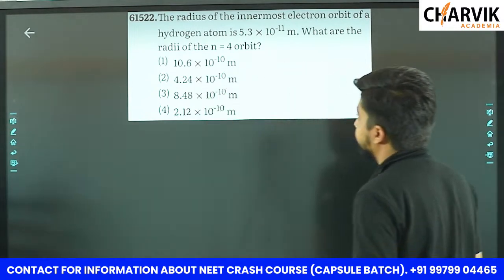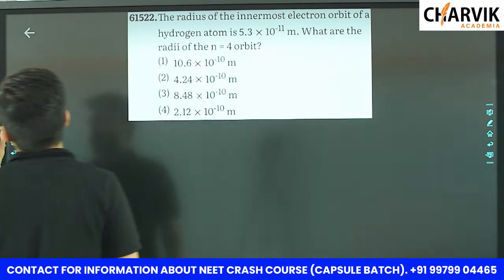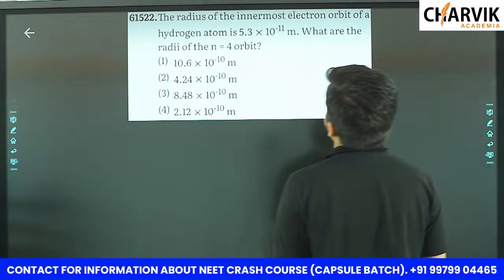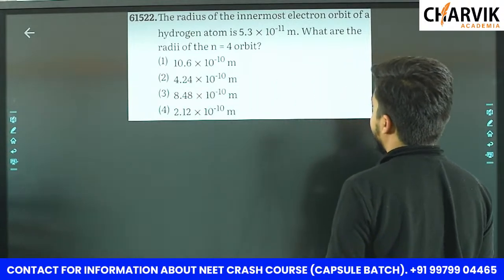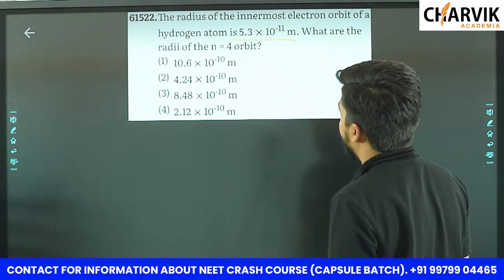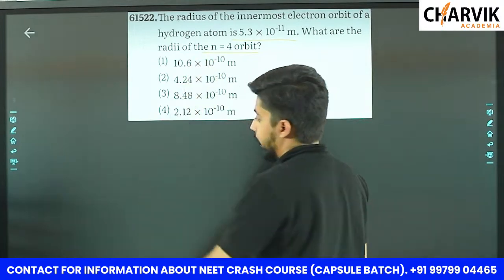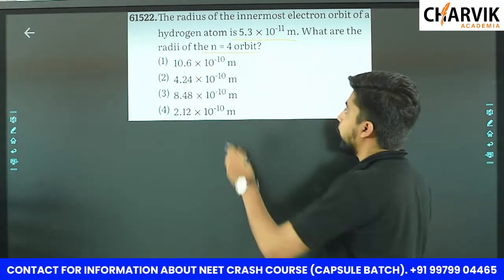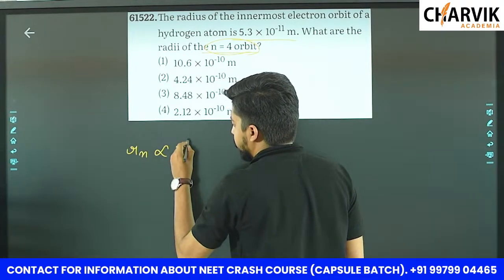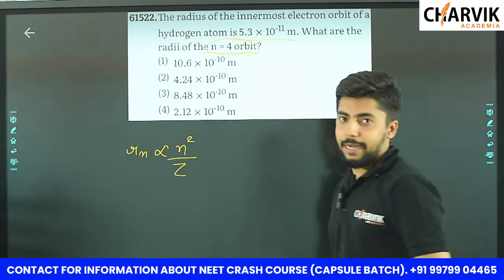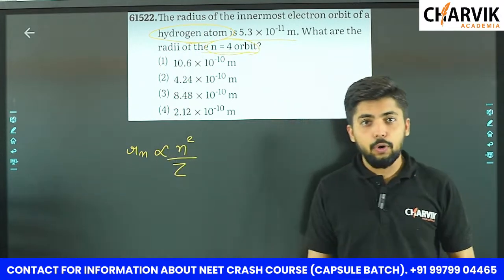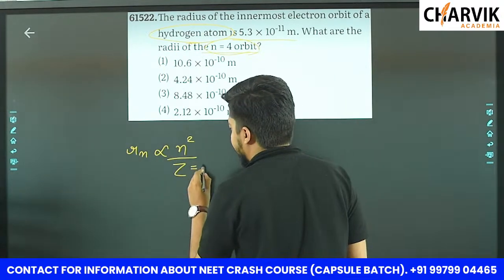So question number 1: the radius of the innermost electron orbit of a hydrogen atom is 5.3 into 10 raised to minus 11. What is the radius of the n equals 4 orbit? If you want to find the radius of any orbit, we know that Rn is directly proportional to n square and inversely proportional to Z. Here they are asking about the hydrogen atom, and as we all know, for the hydrogen atom, Z is equal to 1.